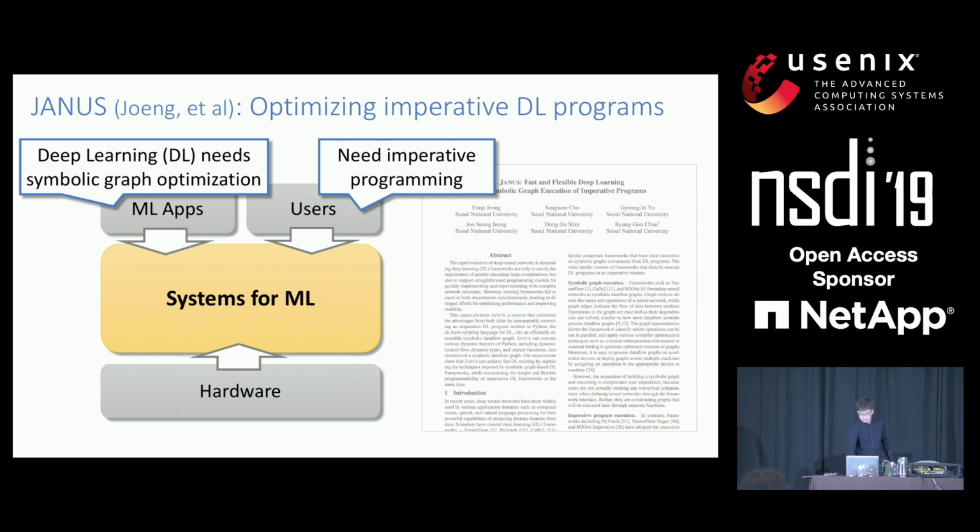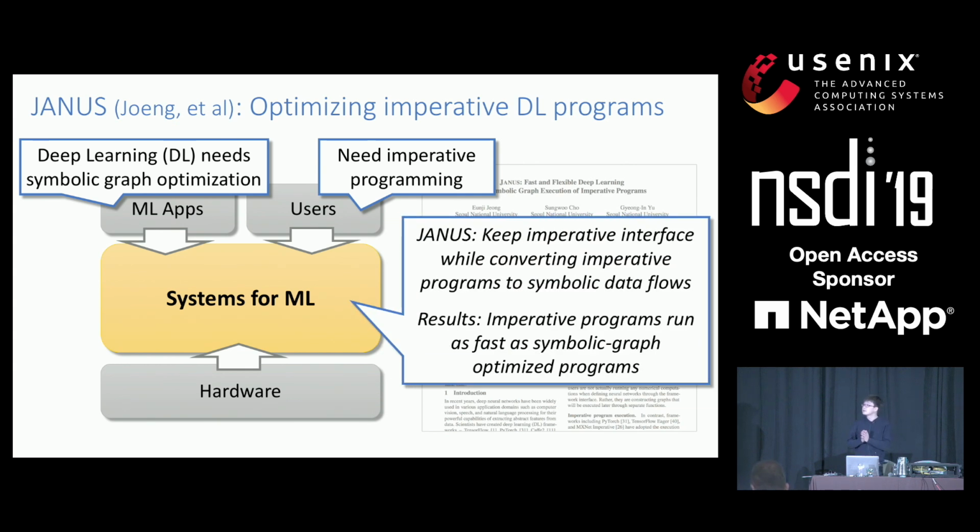Now, this first paper, Janus, is an attempt at bridging this gap. The key idea is to still keep the imperative API while converting every imperative program into a static dataflow behind the scenes. So users can still write programs with an imperative interface while enjoying the same performance as state-of-the-art deep learning frameworks.